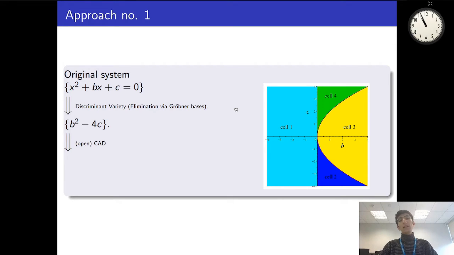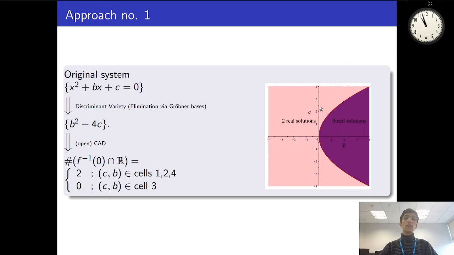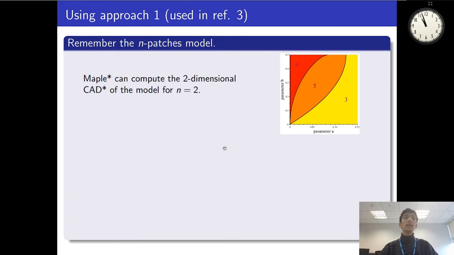And then there is a fact that the number of solutions of the system for 2 points from the same cell is the same. So if I pick up one sample point from each of these 4 cells and try it in the original system and count the number of solutions, I know the number of solutions everywhere. And the final output is that here you have 2 real solutions and here you have 0 real solutions. So this is the algorithm. It is already implemented in Maple in a package called RootFinding Parametric. So we said, let's try it first.